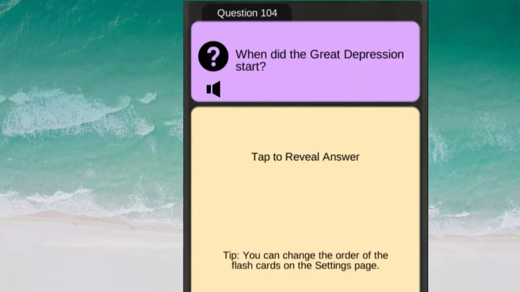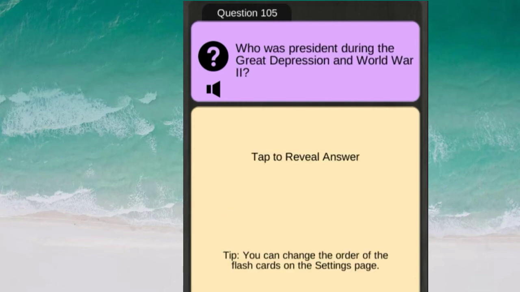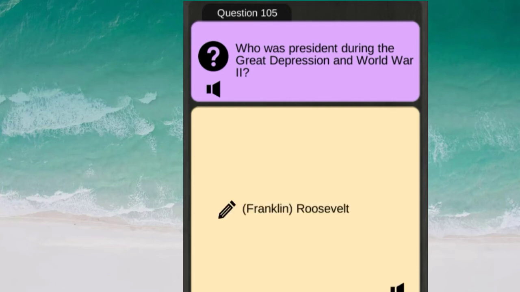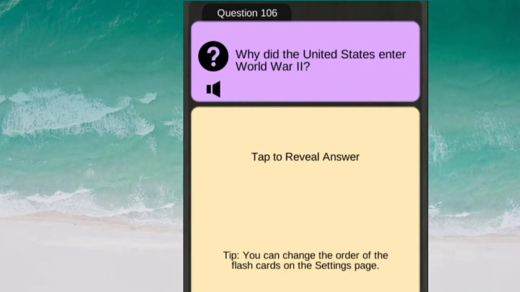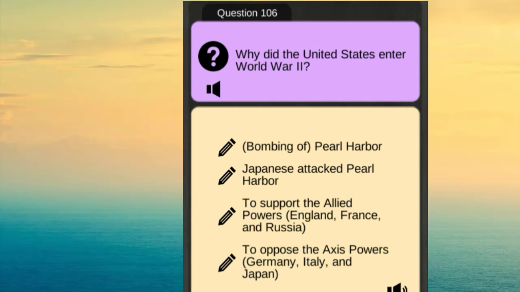When did the Great Depression start? The Great Crash 1929. Stock market crash of 1929. Who was president during the Great Depression and World War II? Franklin Roosevelt. Why did the United States enter World War II? Bombing of Pearl Harbor. Japanese attacked Pearl Harbor. To support the Allied powers, England, France, and Russia.